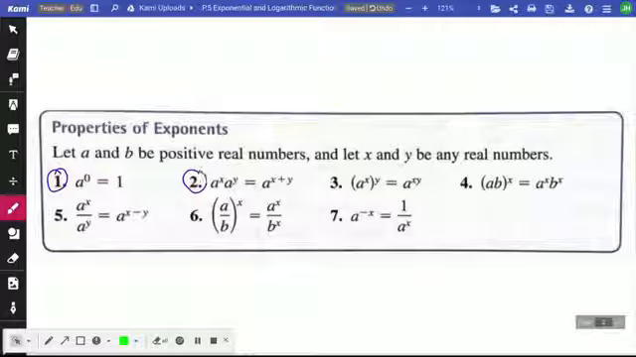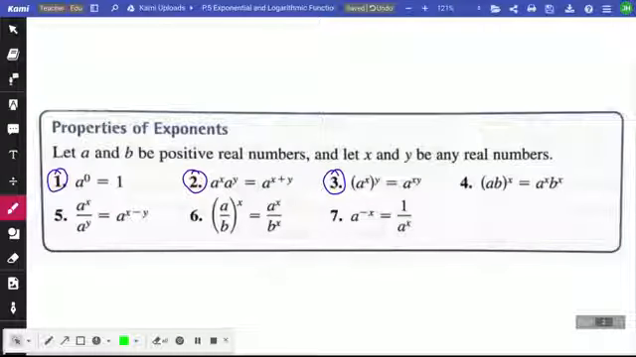Number 2 is if I have a product of things that have exponents and the base is the same, a being the base, I can rewrite that as a with the exponents being added. So instead of a to the x times a to the y, I have a to the x plus y. So adding the exponents is multiplication of the bases with exponents. This is the product of powers rule.